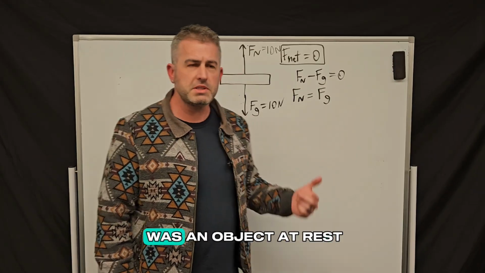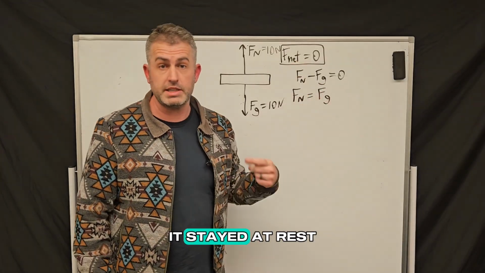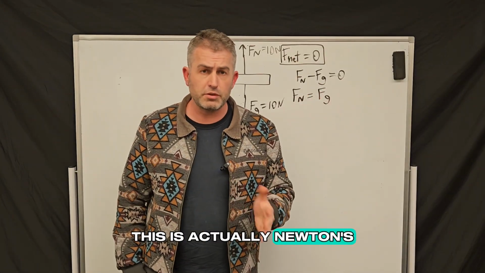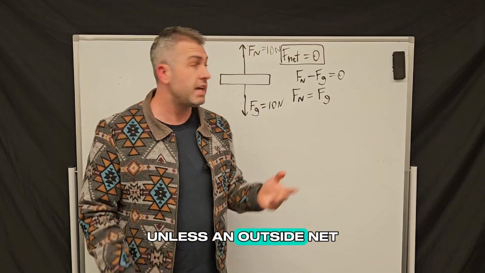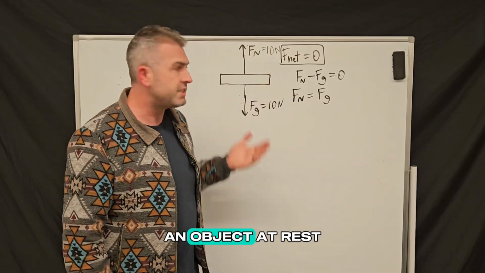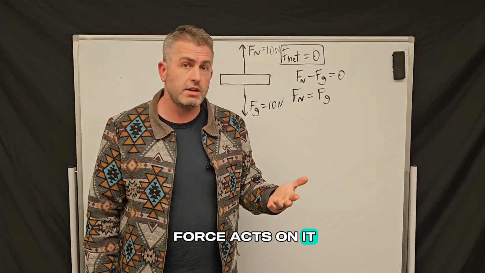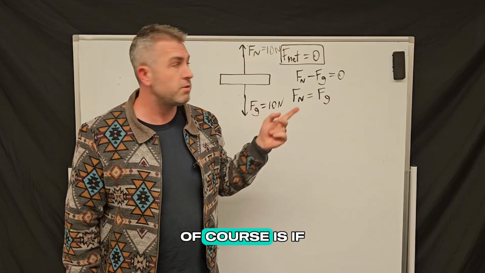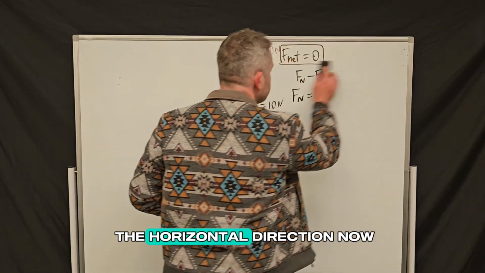By the way, this was an object at rest, and because there was a net force of 0, it stayed at rest. This is actually Newton's first law of motion. An object in motion will stay in motion unless an outside net force acts on it. An object at rest will stay at rest unless an outside net force acts on it. So the only way this object could move, of course, is if there was a net force not equal to 0.